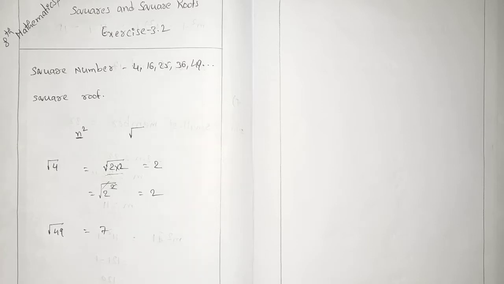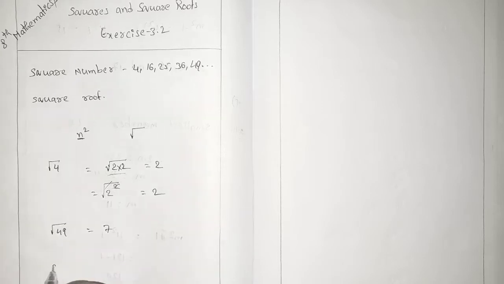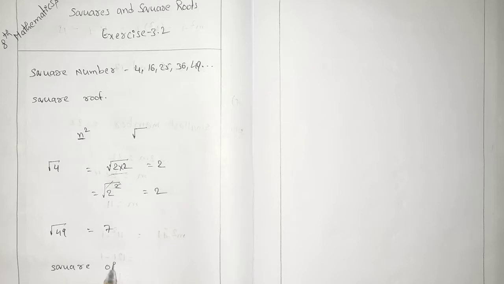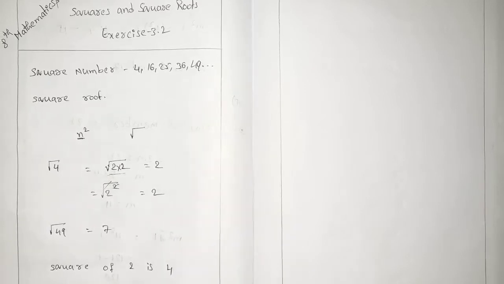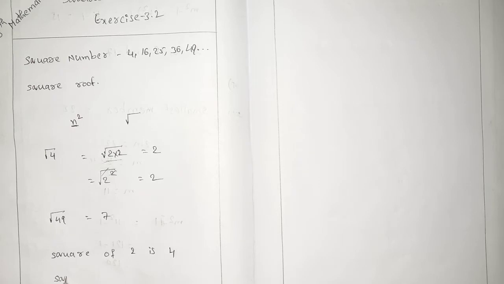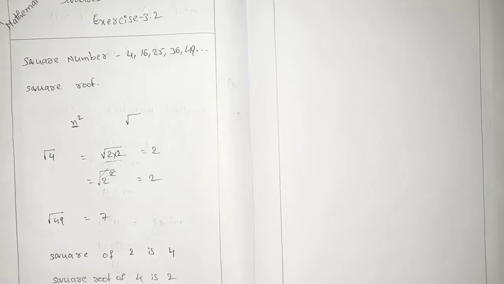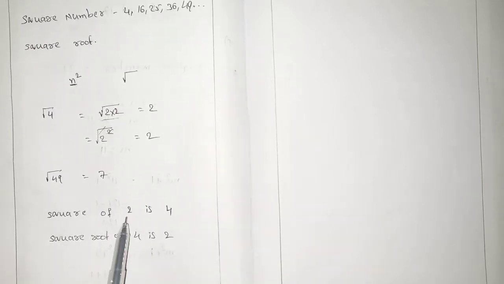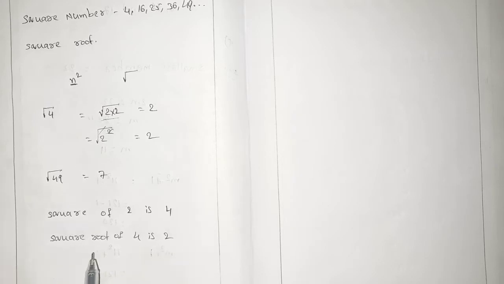So, please do not forget. Square of 2 is 4. Square root of 4 is 2. Okay. Square of 2 is 4. Square root of 4 is 2. Understand? There are different methods to find the square root of a given number. I am going to explain all those methods while explaining the problems in exercise 3.2. So let us move to exercise 3.2.